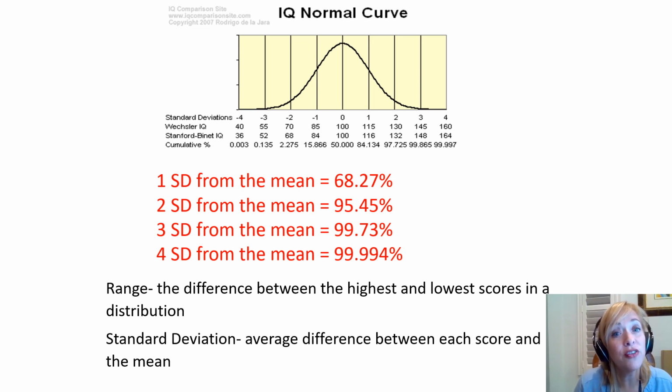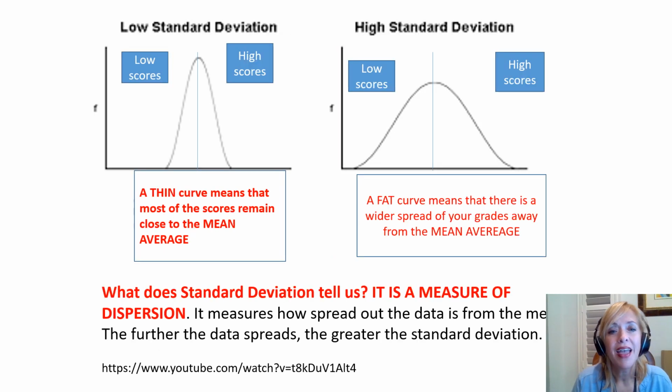You have to know the definition of range. Range is the difference between the highest and the lowest score of a distribution. And standard deviation means that there's an average difference between each score and the average, or the mean. Okay, so there's a low standard deviation and a high standard deviation. And I want you to check out these charts.